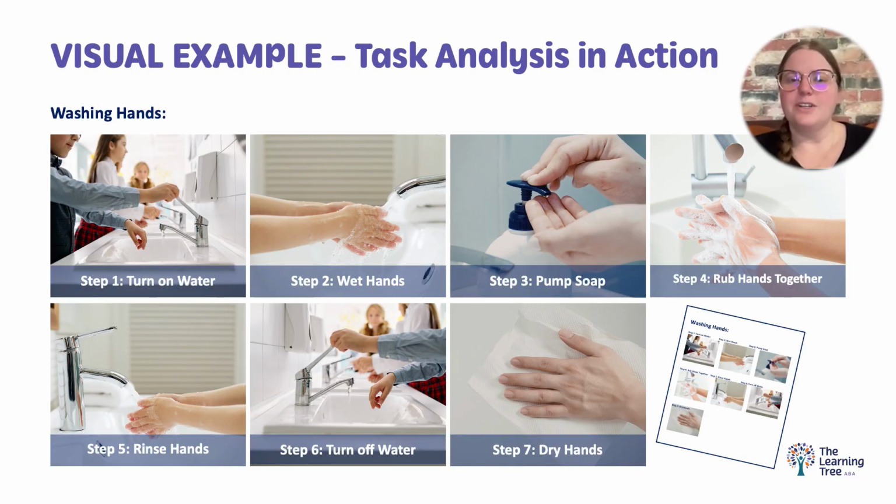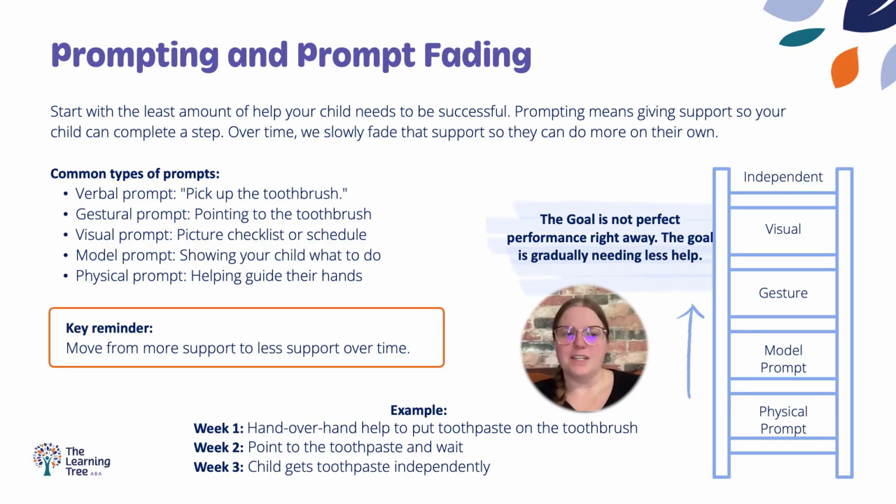Here's a visual example of task analysis in action, and we have the steps for washing your hands. Step 1, turn on water. Step 2, wet hands. Step 3, pump soap. Step 4, rub your hands together. Step 5, rinse hands. Step 6, turn off the water. And step 7, dry your hands. This one large task, we're able to break up into these small tasks and see how to target each one.